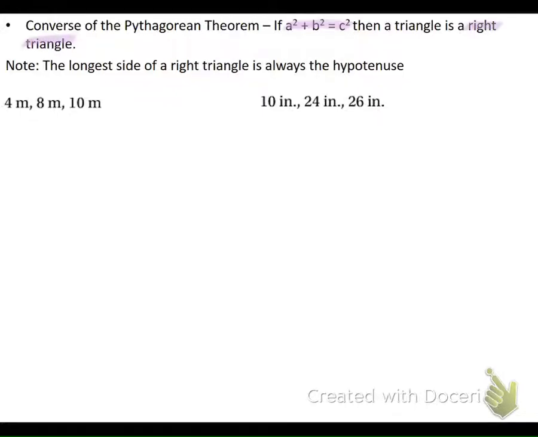And the one thing that we need to know is that this little note right here: the longest side of a right triangle is always going to be our hypotenuse.